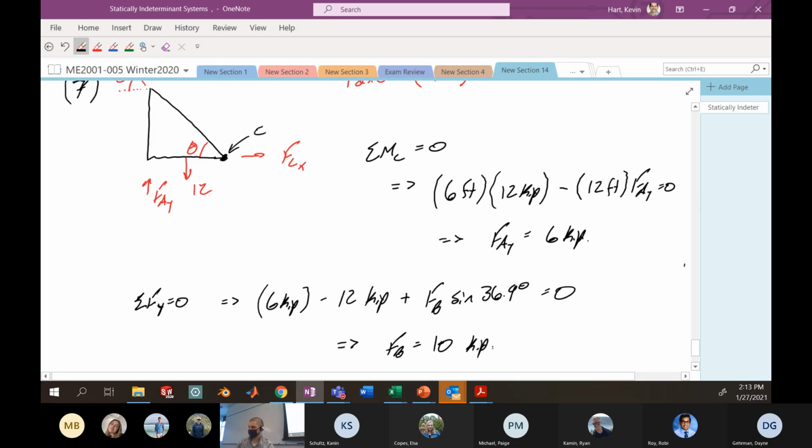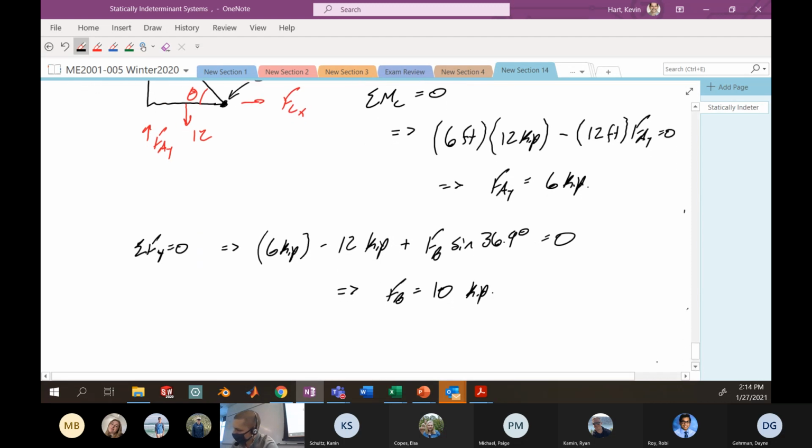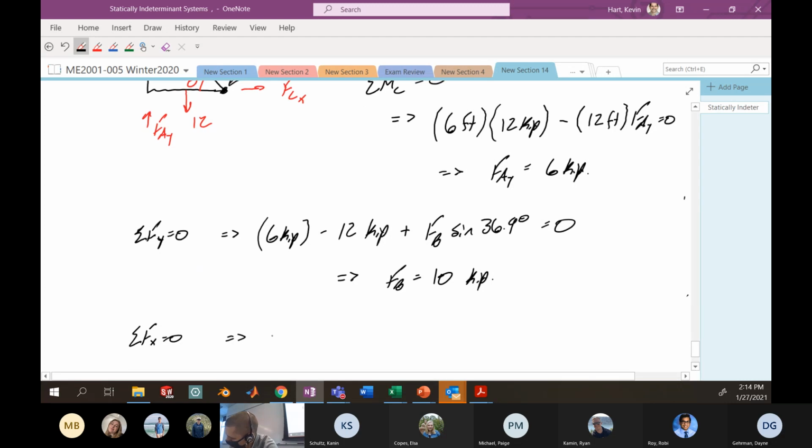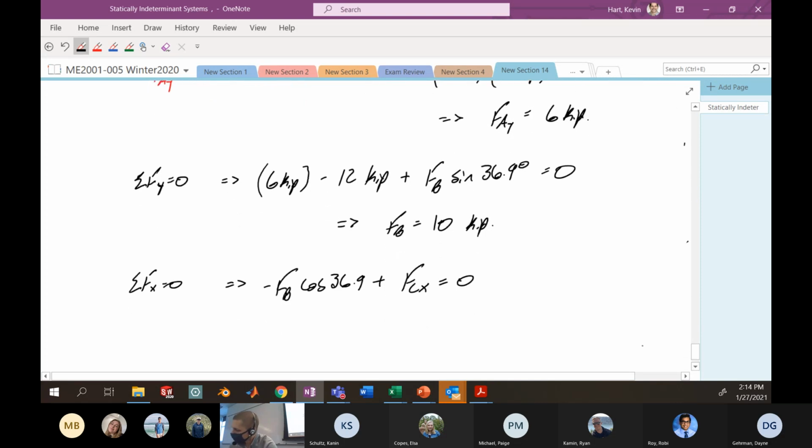All right, so it's interesting. And then the last step here, you could also solve for the force at C in the X direction by doing the sum of the forces in X. So here, this is going to be like negative FB, since it's pointing to the left, times the cosine of this angle, 36.9, plus that force at C in the X direction equals 0. Those are my two contributions in the X direction. I know my FB to be 10 kip, so I could plug everything in here and solve that my force at C in the X direction is going to be 8 kip.